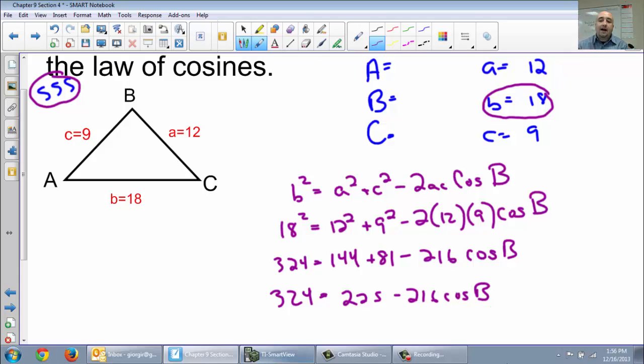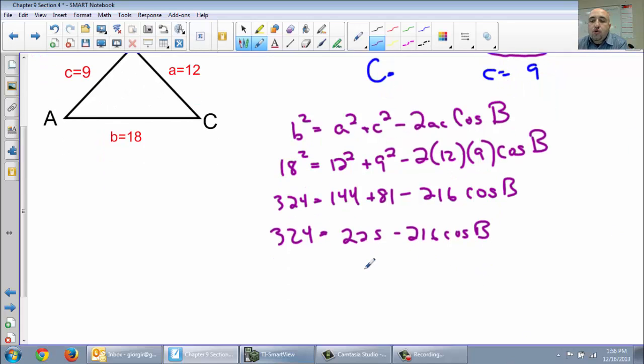So at this point, you're going to stop. You cannot do 225 minus 216. You cannot do that because this 216 has a cosine attached to it. So the only thing you can do is take away the 225 first and then divide by negative 216. So that's what we're going to do next. Okay, so follow along. This is what you do when it's a side, side, side.